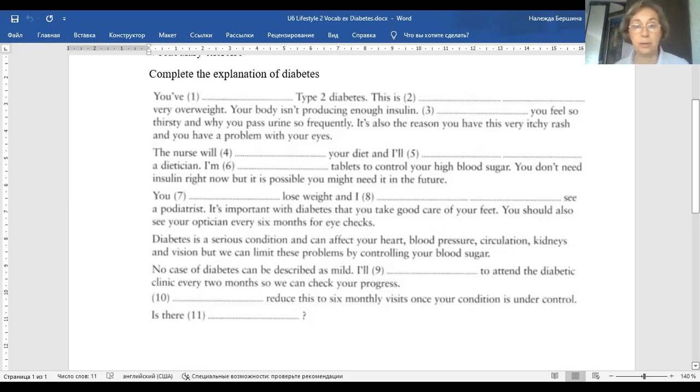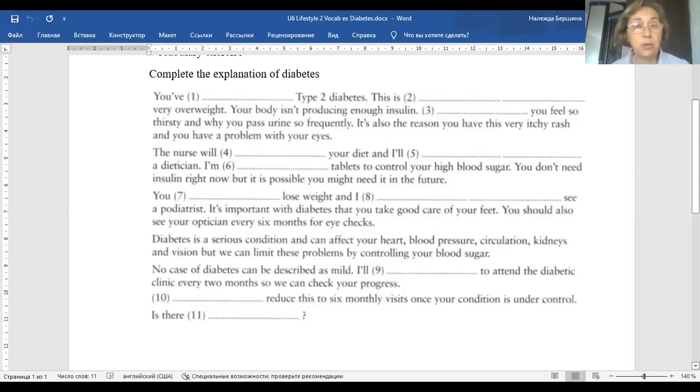So what did he write in number 3? Blood sugar, you feel so thirsty, and why you pass urine so frequently. Okay, blood sugar, you feel. Do you address, are you talking to blood sugar? Or maybe because of the blood sugar, you feel so thirsty. You need to add something because it doesn't make any sense if you just use blood sugar.